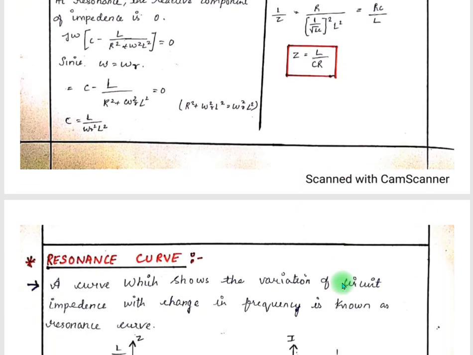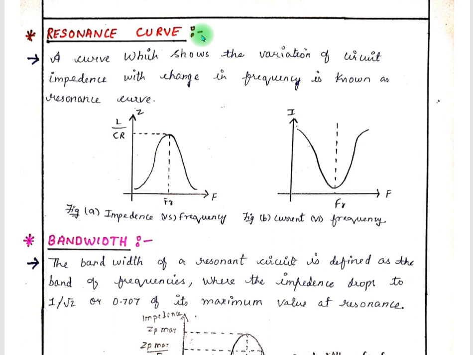The next fundamental of tuned circuit is its resonance curve. A curve which shows the variation of circuit impedance with change in frequency is known as resonance curve. Here we can see two figures, figure A and figure B. Both are the resonance curve with respect to impedance versus frequency and current versus frequency. In figure A, the y-axis is the impedance and x-axis represents the frequency. Fr is nothing but resonance frequency. L by CR is the value of impedance. In this figure, we can clearly understand that at the point of resonance frequency, the impedance is high.